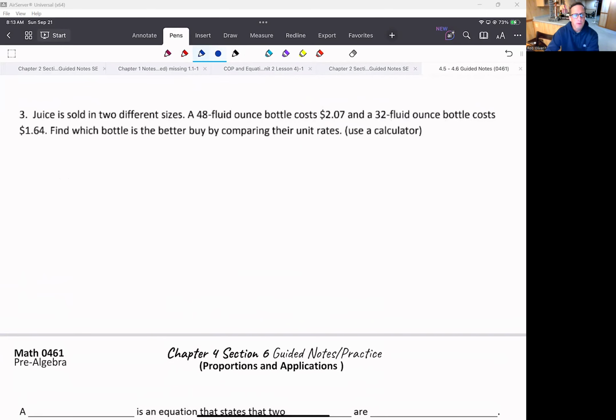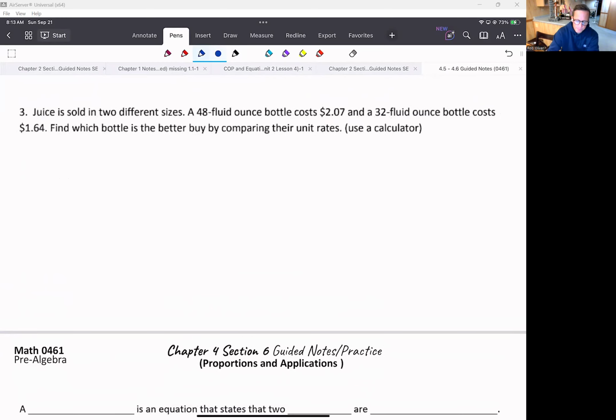All right, for example 3, a juice is sold in 2 different sizes. A 48 fluid ounce bottle costs $2.07. A 32-ounce bottle is $1.64. Which bottle is the better buy? And we're going to do that by comparing their unit rates and use a calculator.